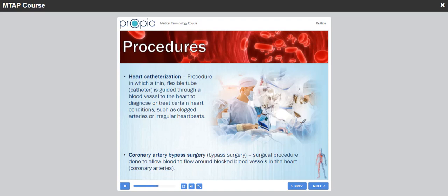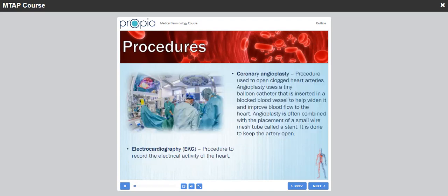Coronary angioplasty. It's a procedure used to open clogged heart arteries. Angioplasty uses a tiny balloon catheter that is inserted in a blocked blood vessel to help widen it and improve blood flow to the heart. Angioplasty is often combined with the placement of a small wire mesh tube called a stent. It's done to keep the artery open.